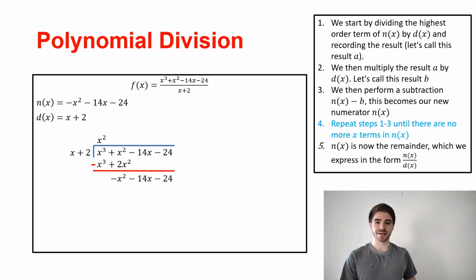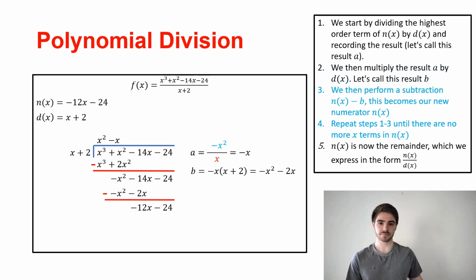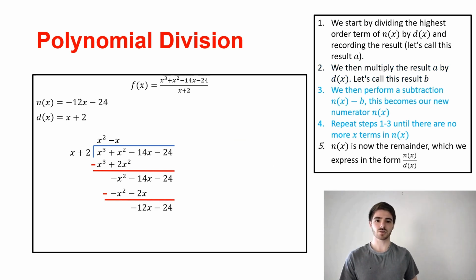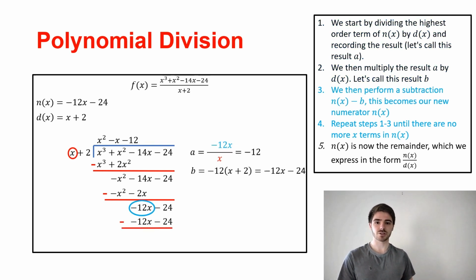Again, I want to highlight that every time we run through this process, we're going to get a new numerator that is lower order than the numerator before it. So if we keep doing this process, eventually we're going to get to a point where there are no more x terms in the numerator. So we're going to go back to step 1 and perform the division. Then we multiply through and perform the subtraction. The numerator still has x terms in it, so we're going to perform the process again, until finally the numerator has no more x terms in it.